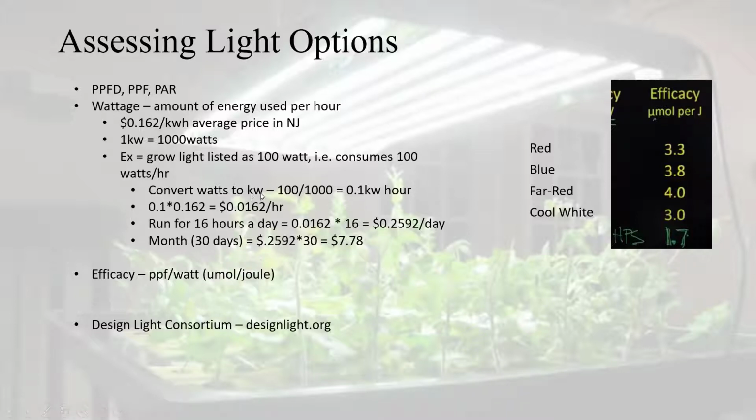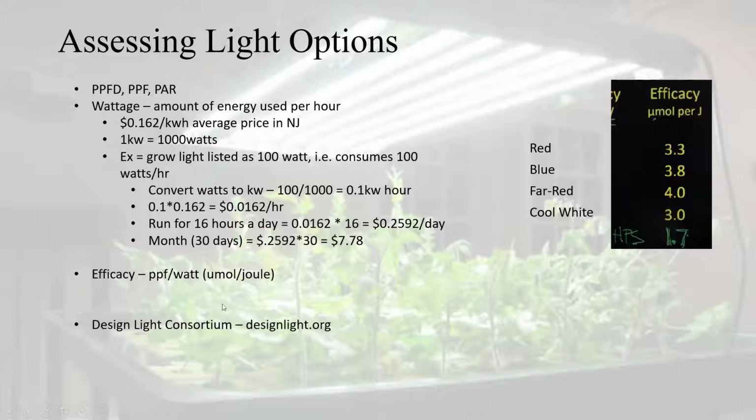You want to make sure you look at the wattage. It's going to help you. Again, if you're trying to assess lighting options, cost is a factor. Efficacy is what we see over here, and that's kind of like efficiency. And this is essentially looking at the amount of photons that are being produced by the light per watt of energy that is being consumed.